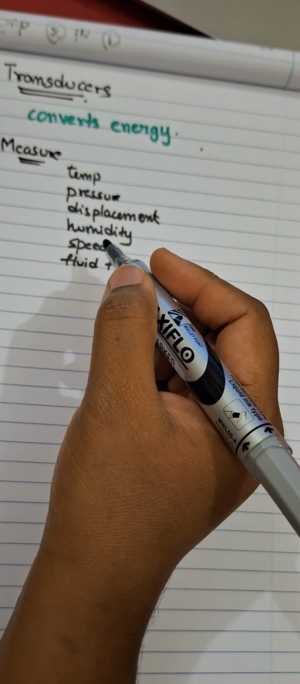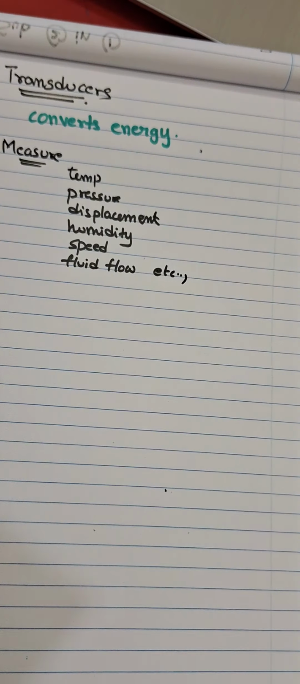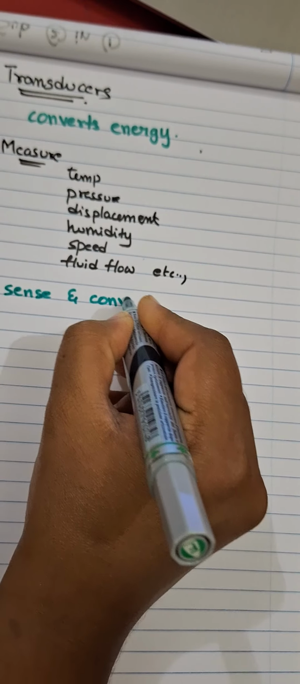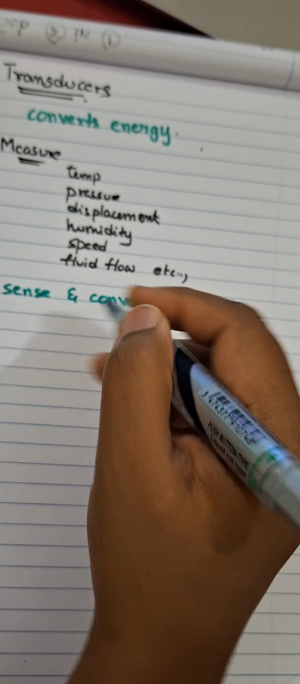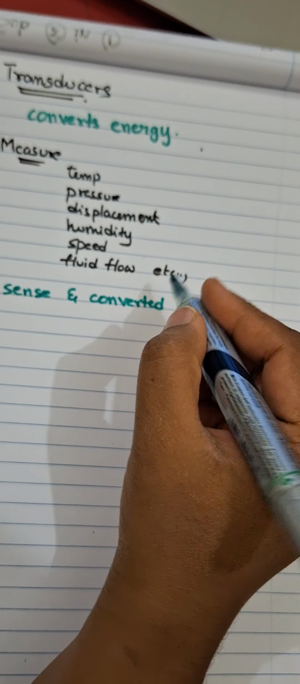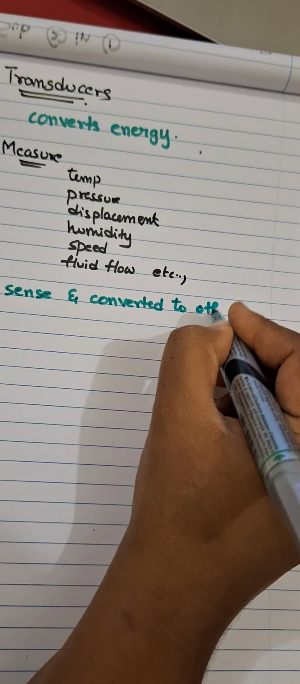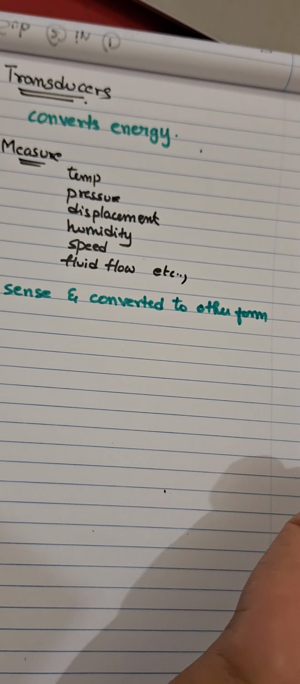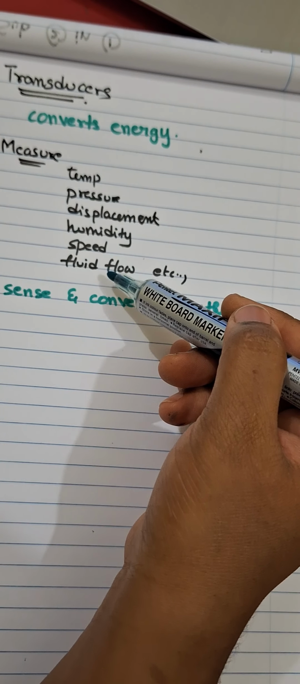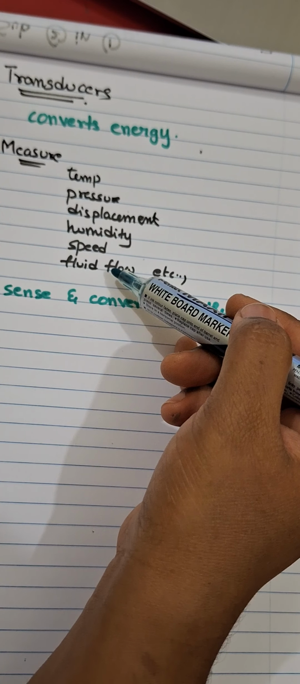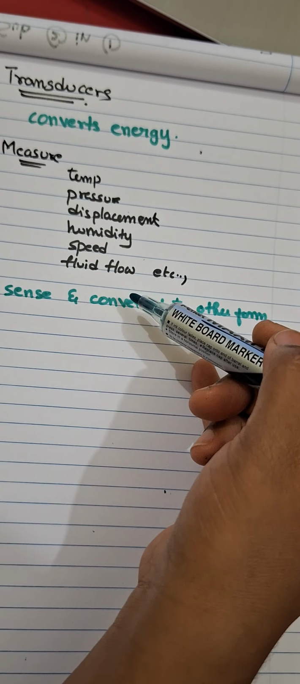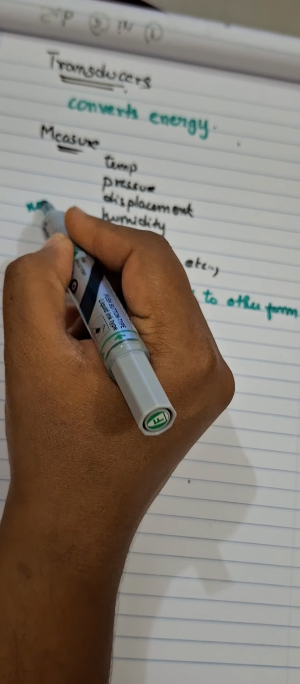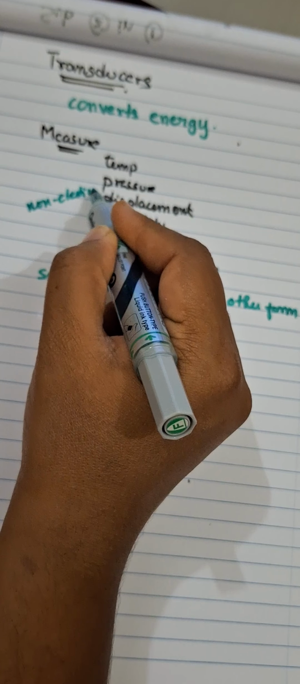So these quantities are required to be sensed, means we should first sense them and convert them to another form so that we can easily measure them. So certain kinds of quantities are not easy to measure. So first we need to sense them and try to convert them into another form, so it makes our job easy. These are called non-electrical quantities.